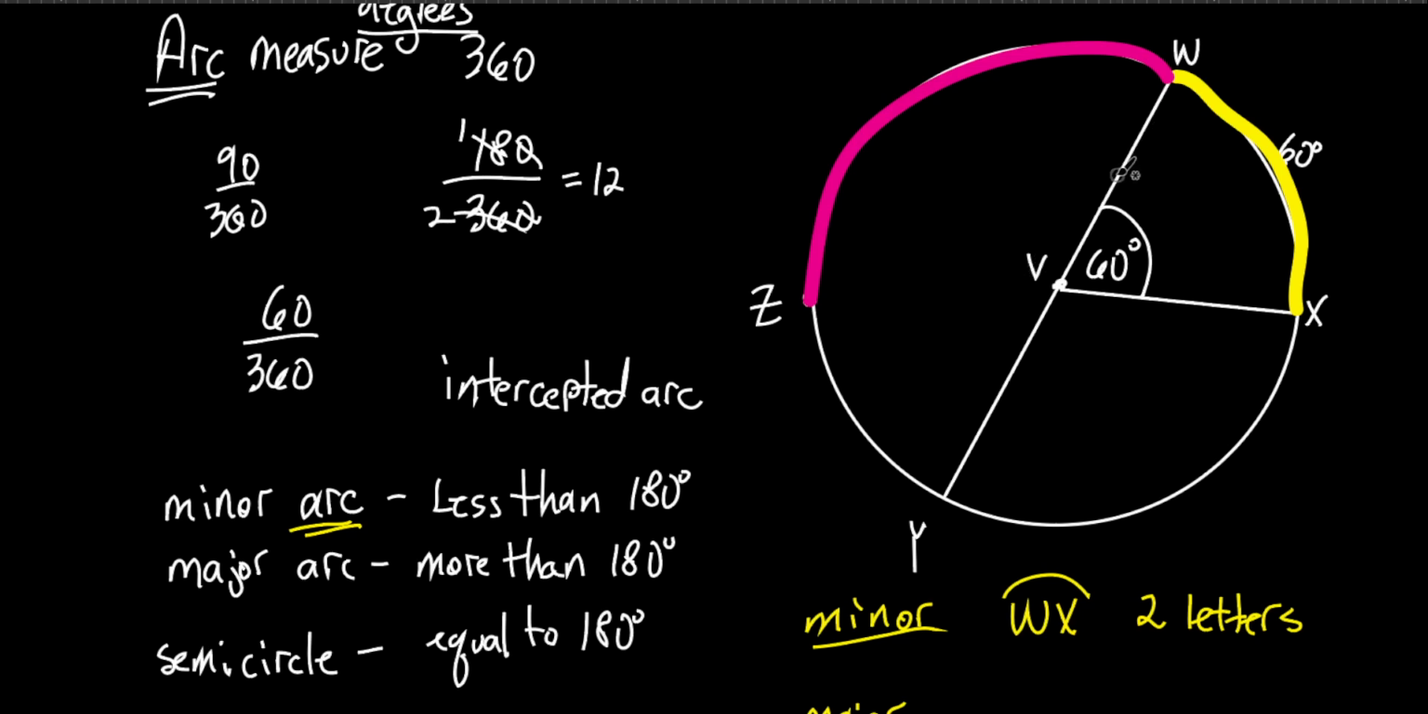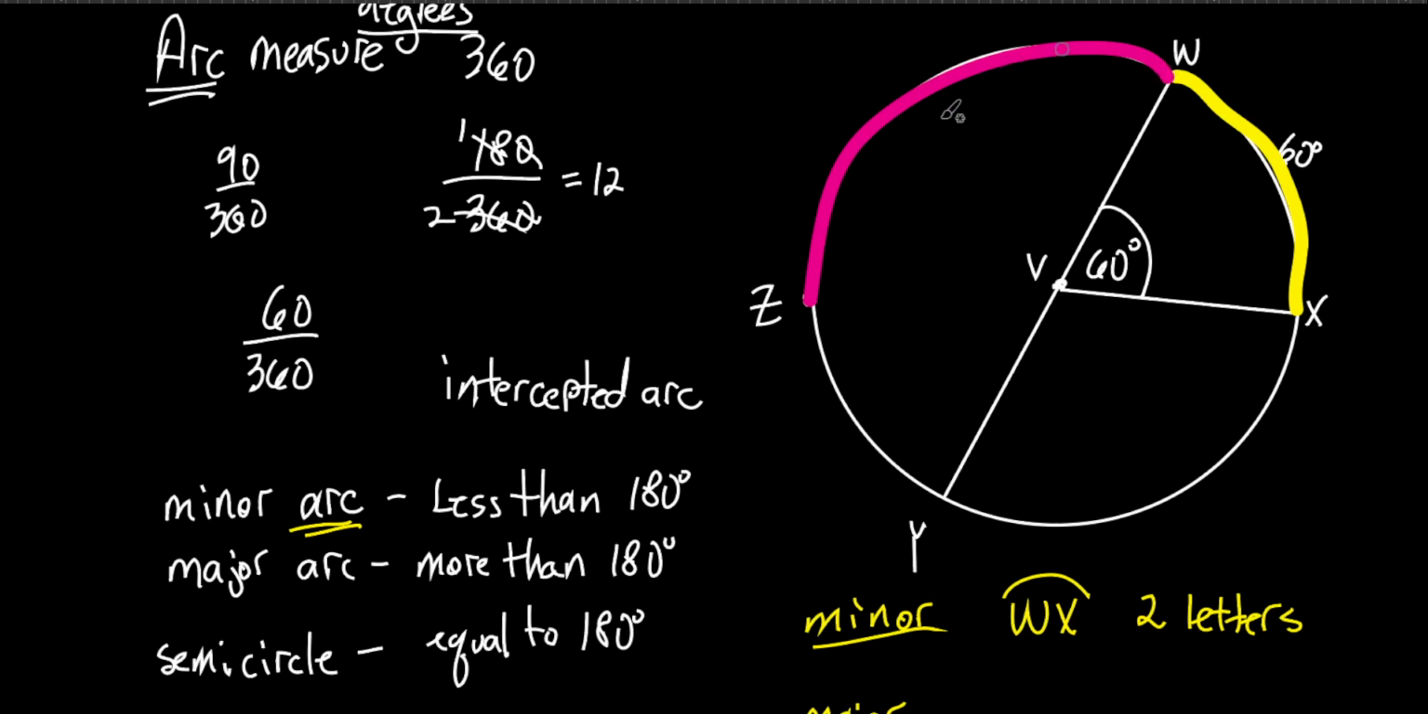Now, is that less than or greater than 180 degrees? It's less than 180, because 180 is from W to Y. So 180 would be from W to Y. This is obviously less than 180. It's less than half a circle. Do you agree? It's less than half a circle.